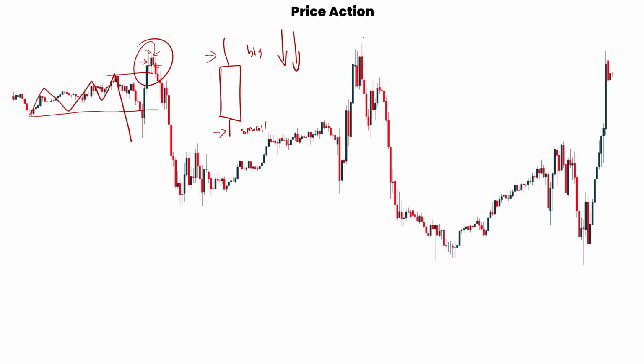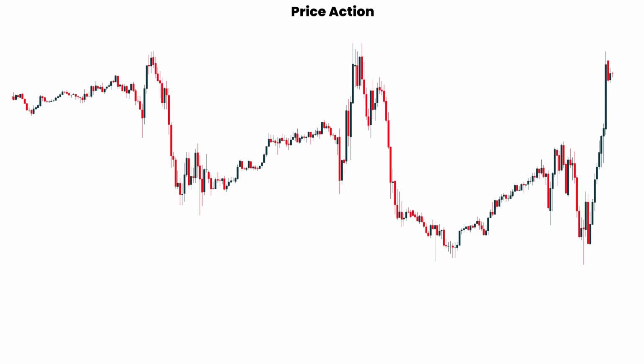Even if you look closely here, the wicks are very huge on the top here. If you understand it in that way, you will understand price action very easily. Even by looking at this one here, price didn't even cross here. Price just retraced. But if you look closely here, there are a lot of rejections. That is why you see the market moving to the upside.